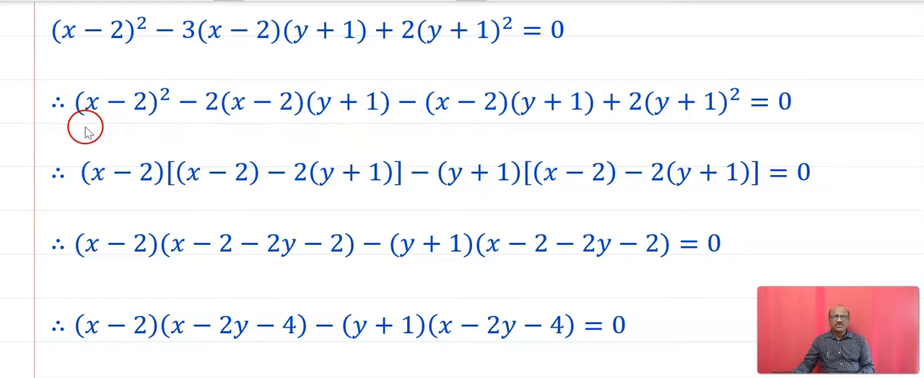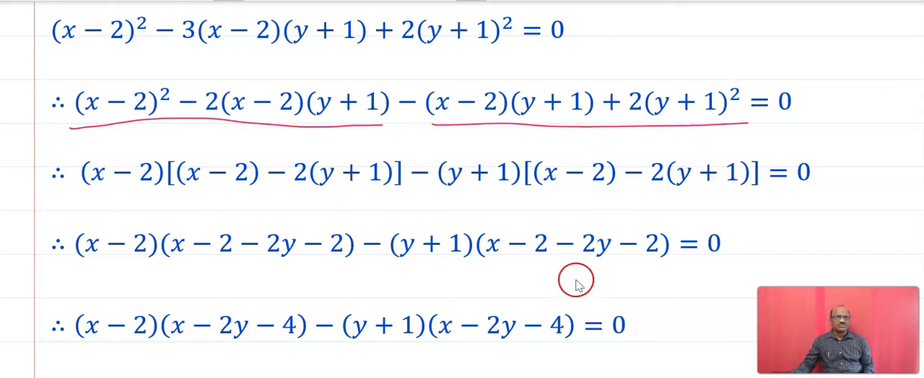Now from these two terms we can take (x − 2) as common. Then in bracket you will get (x − 2) − 2(y + 1). And from these terms you can take (y + 1) as common.